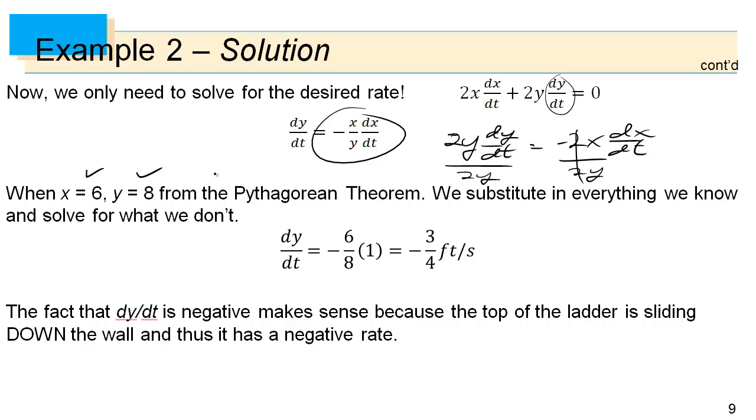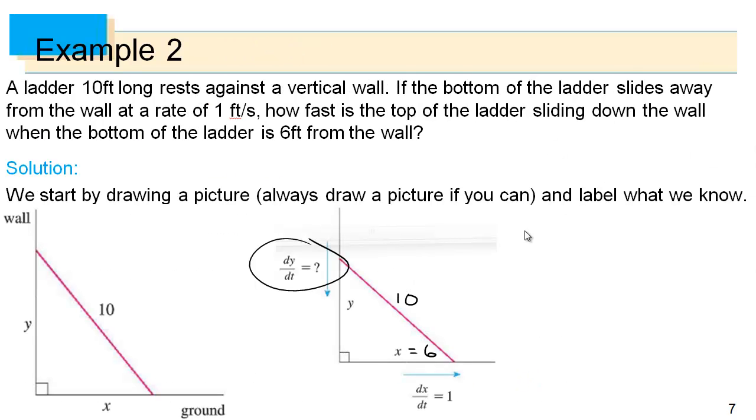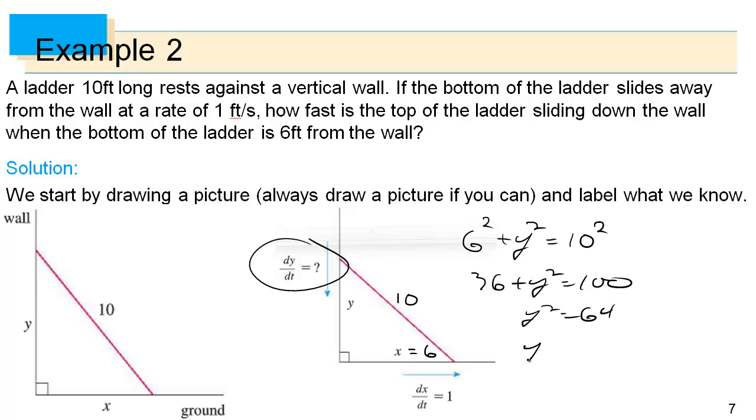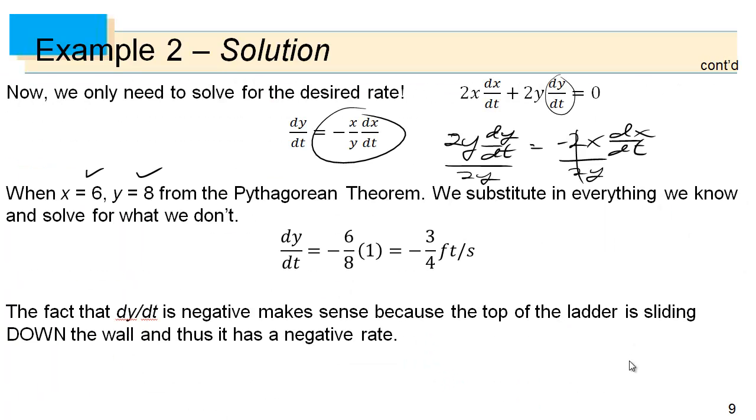Now, where did the y come from? Well, that came from Pythagoras' theorem. If you go back and look at your picture here, if this is 6 and this is 10, we can solve for y by having 6 squared plus y squared equals 10 squared. 36 plus y squared equals 100. y squared equals 64. y equals plus or minus 8. But of course, minus 8 doesn't work, because you can't have a negative 8 distance. So y equals 8, and that's where the 8 comes from.